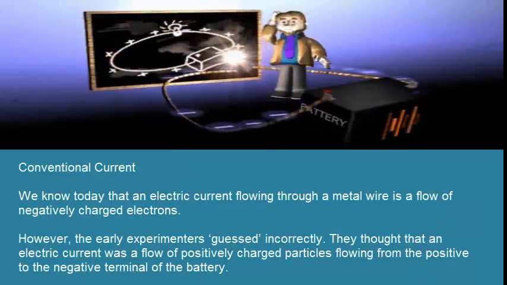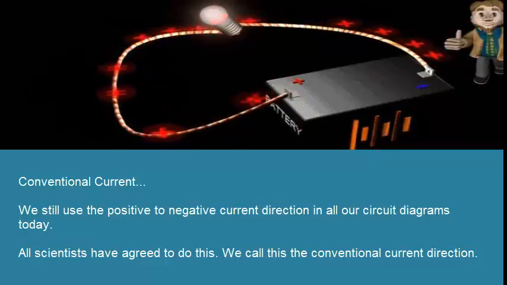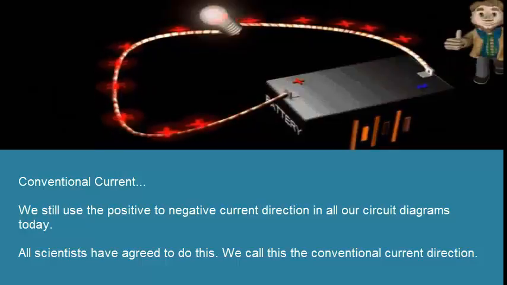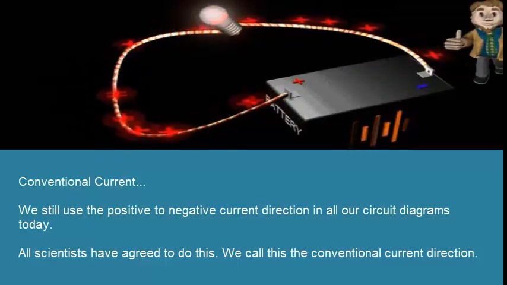Electron flow and conventional current. We know today that an electric current flowing through a metal wire is a flow of negatively charged electrons. However, the early experimenters guessed incorrectly. They thought that an electric current was a flow of positively charged particles flowing from the positive to the negative terminal of the battery. We still use the positive to negative current direction in all our circuit diagrams today. All scientists have agreed to do this. We call this the conventional current direction.